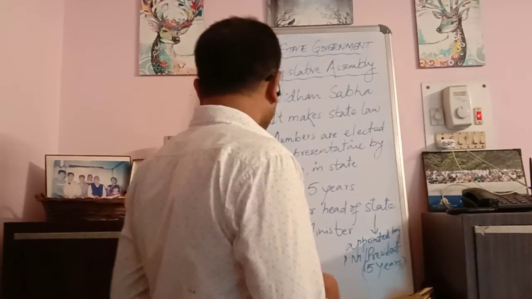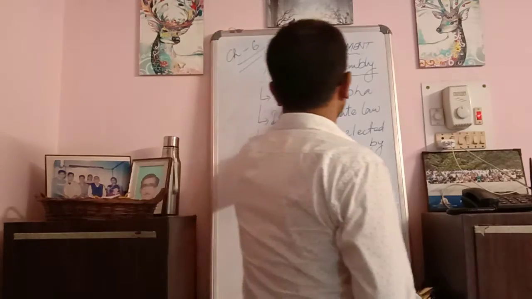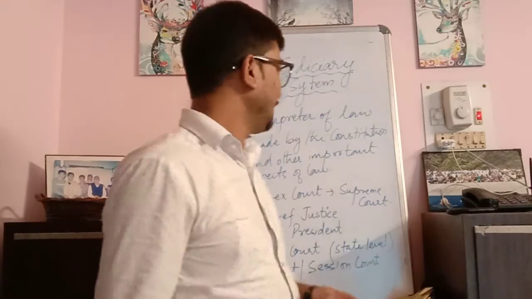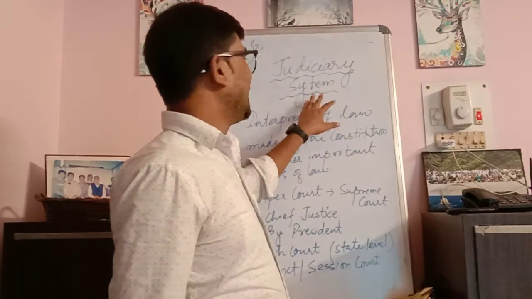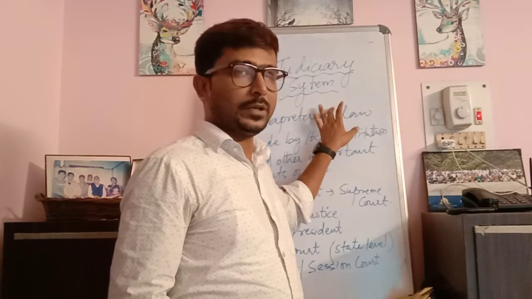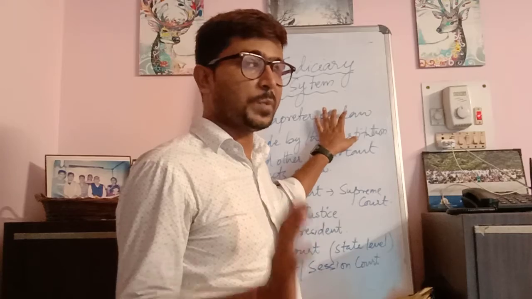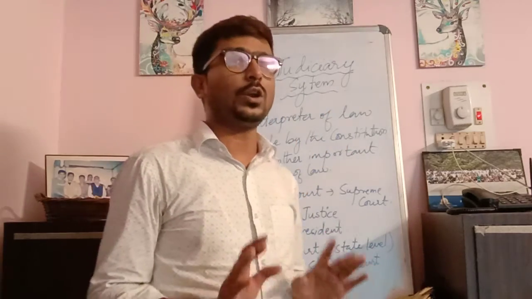Now we are going to discuss the next important part, which is the judiciary system. The judiciary system is about justice, or the interpreter of the law. This is the third organ of the government. What is the work or responsibility of this third organ? It is the interpreter of the law.